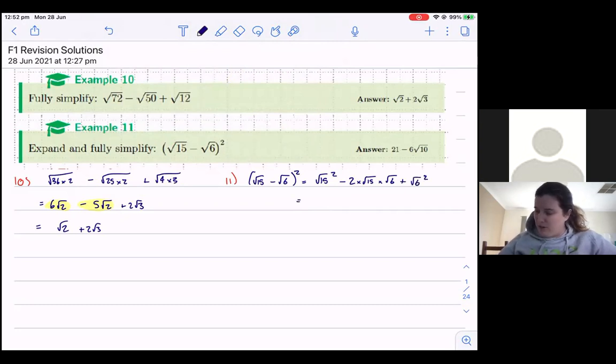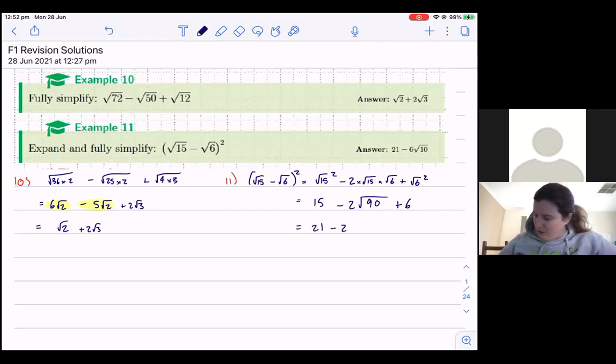Now, root 15 squared is 15. Root 6 squared is 6. This one becomes 2 times square root of 15 times 6. I really wish I had a calculator with me. I do not. 90. Hopefully, yes. Okay. And that means we've got 15 plus 6 becomes 21.